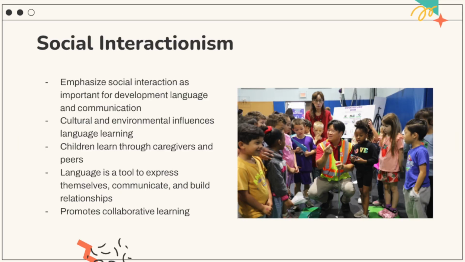So, what is social interactionism? Social interactionism emphasizes that social interaction is important for the development of language and communication. It goes into how language is not something that is learned alone. It's something developed through interacting with others, whether it's through conversation, listening to instructions, stories, or engaging in discussions.